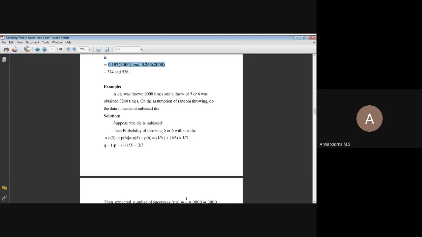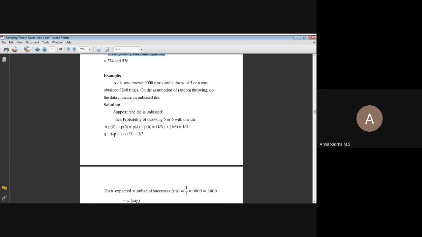P means the probability of getting either 5 or 6, which is given by P of 5 plus P of 6. In each case, the probability will be 1 by 6, because only one 5 will be there. Similarly, there will be only one 6. So out of 6 cases, there is only one case. So 1 by 6 will be your P of 5 value and 1 by 6 will be P of 6 value. Therefore total probability is 1 by 3. So P value is 1 by 3. Q is 1 minus P, so Q value will be 2 by 3.